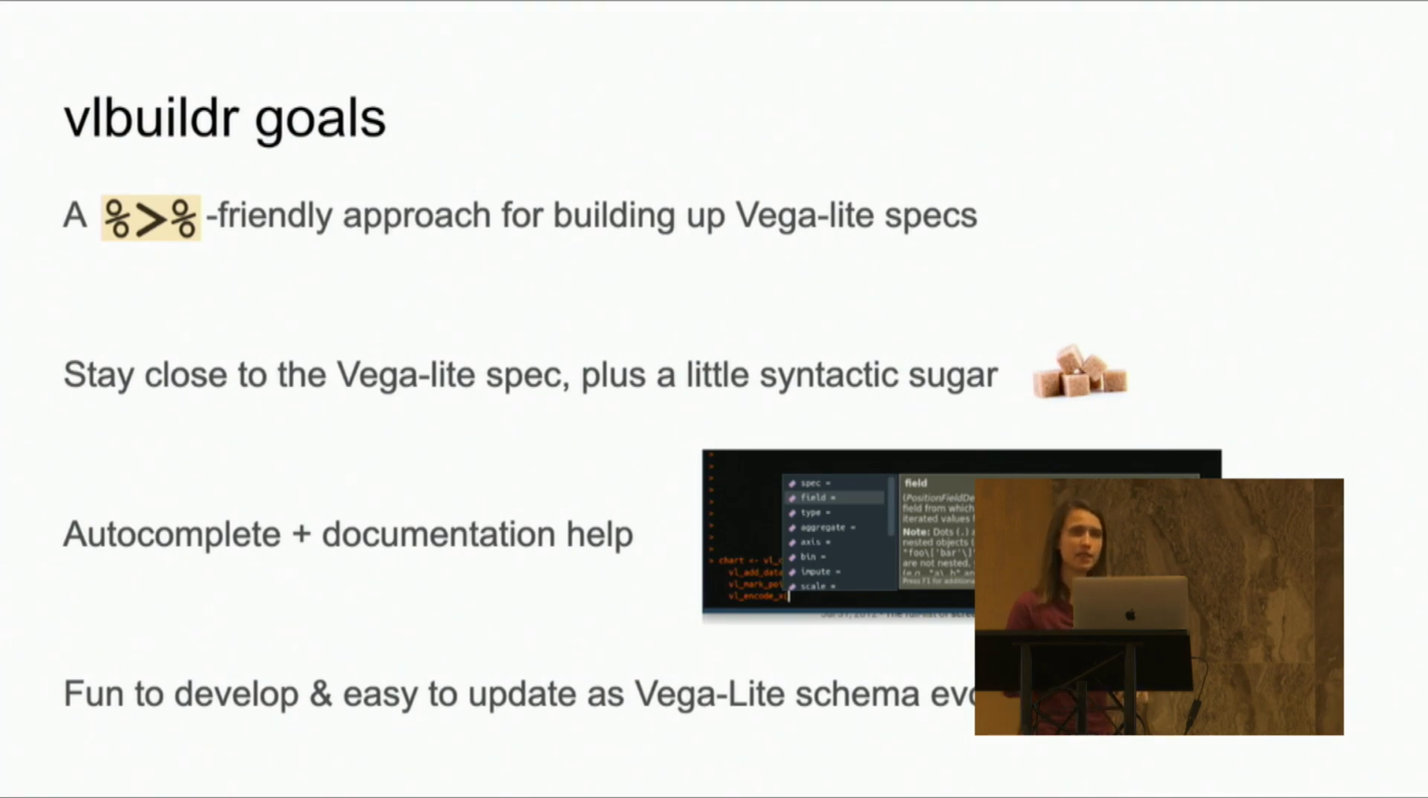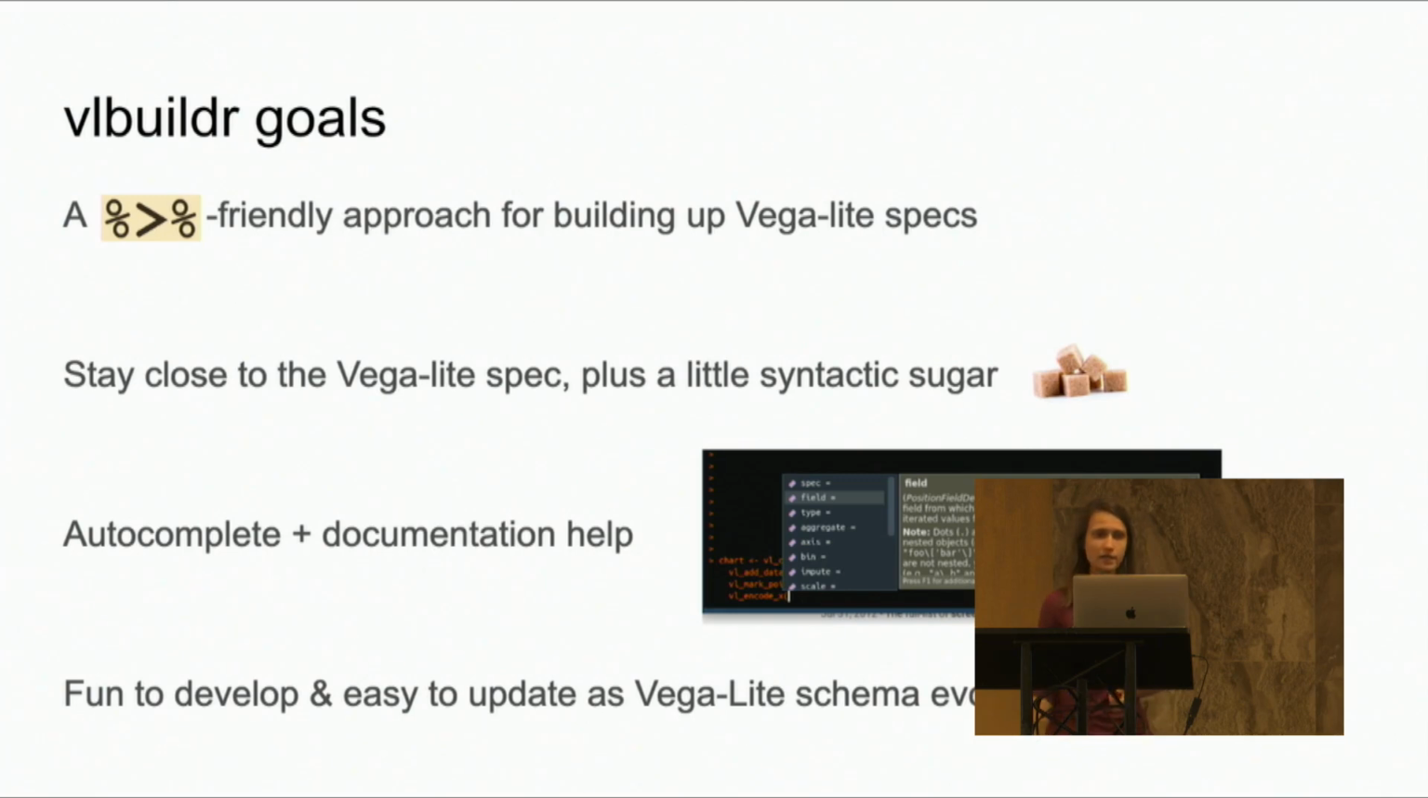I wanted to stay pretty close to the Vega-Lite spec, so not inventing new abstractions or new terminology, but just taking what is in Vega-Lite and making it accessible in R. But maybe a little syntactic sugar here and there for when you have common things to do that might be a little clunky. I'm trying to make those a little easier.